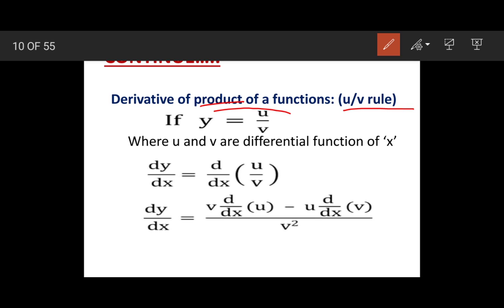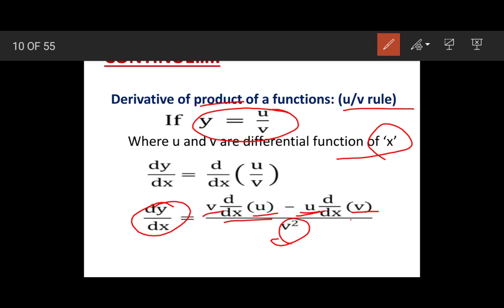So if y is equal to u upon v, where u and v both are functions of x, then dy upon dx will be v into derivative of u minus u into derivative of v, whole upon v square. Compulsorily you have to start from the denominator. So take v and find the derivative of the numerator, then minus, take u and find the derivative of v, and whole upon v square.